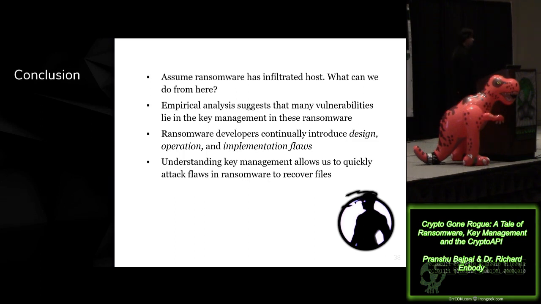An empirical analysis suggests this, like I said, in a study done by Kharaz et al. in about 2015. In their paper, they studied about 1,300 ransomware variants, and they found only 6% are effective. So we know that they make mistakes, and they're not the best programmers out there. That's why it pays to pay attention to key management and make sure we understand it better than they do. This allows us to quickly attack flaws in ransomware to recover files. And then we can start contributing our own decryptors to efforts like No More Ransom, where we can help victims get their files back without paying the ransom.